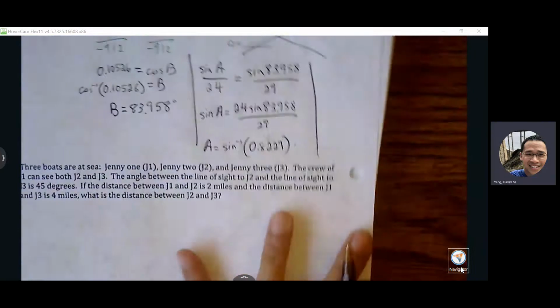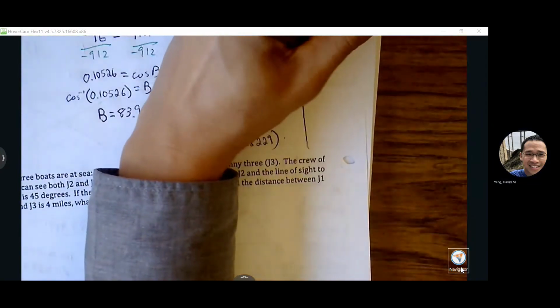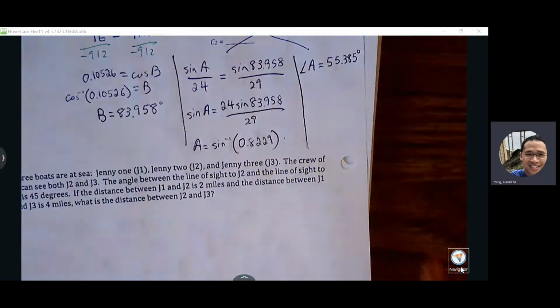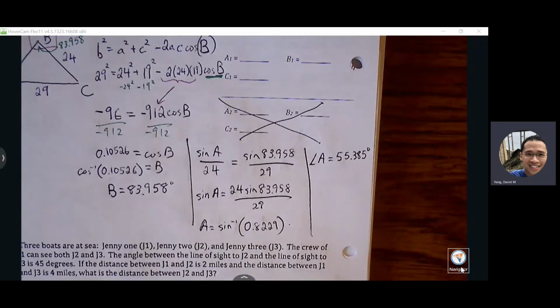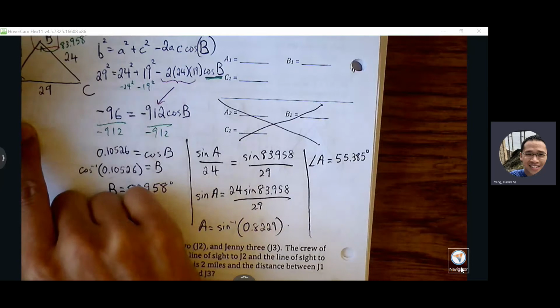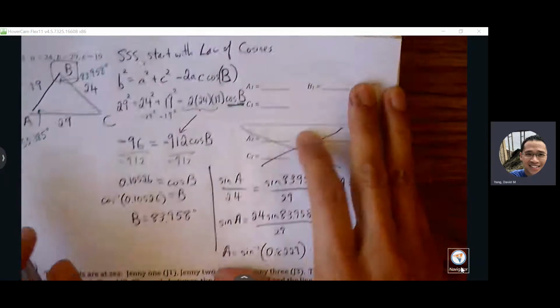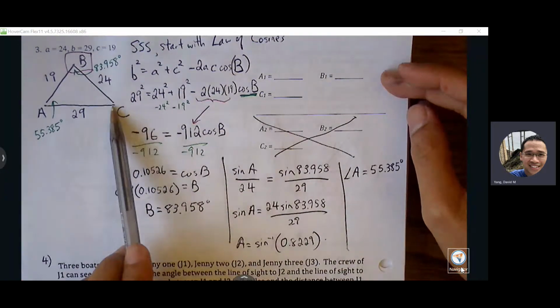Enter that in the calculator. Inverse sine of 0.8229 gives 55.385 degrees. And now it's easy, because if I have two angles, I can subtract from 180 to get that last missing angle. So now angle C is just 180 minus 55 minus 83.